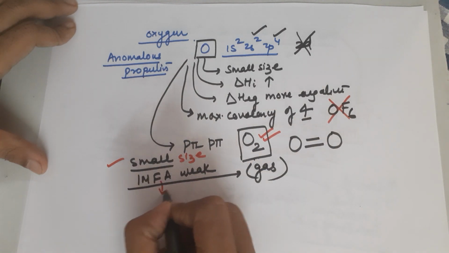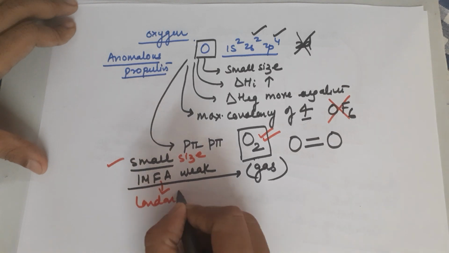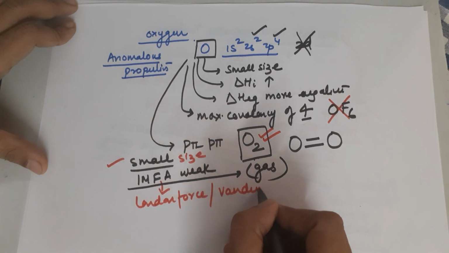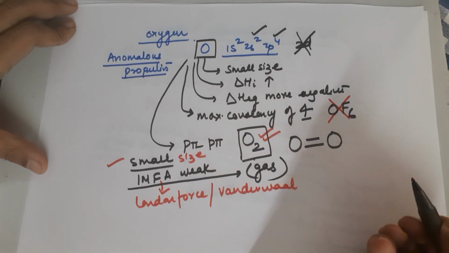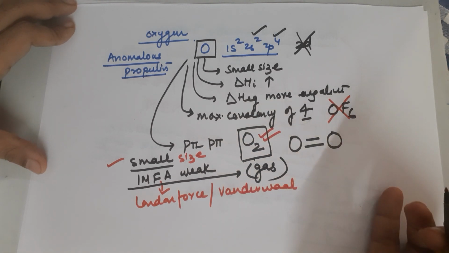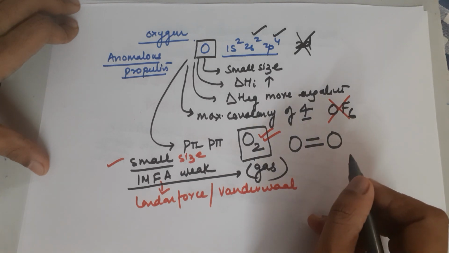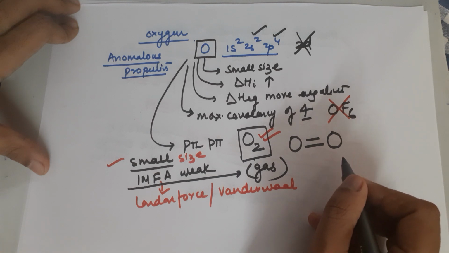We are talking about the London force or the van der Waals force, which depend on the size. So, because oxygen has weak London force and van der Waals forces, therefore, the molecules of oxygen are far away from each other, hence they exist in the gaseous state. Fine, that is another important property.